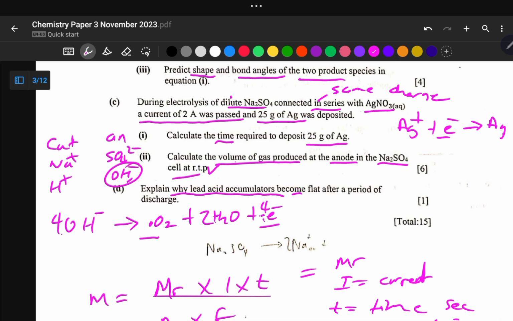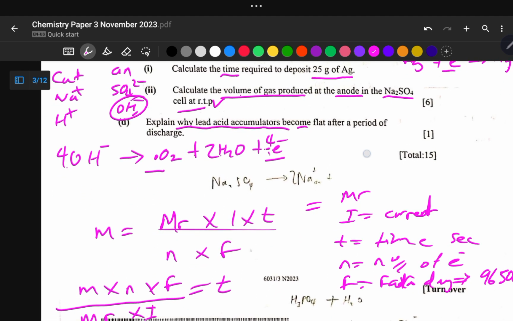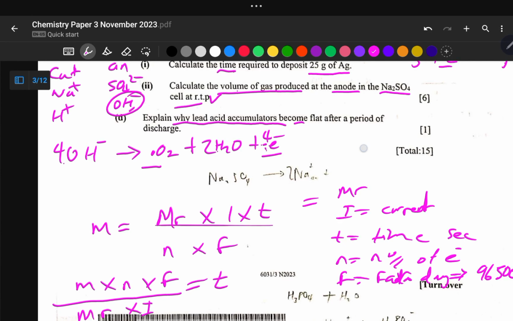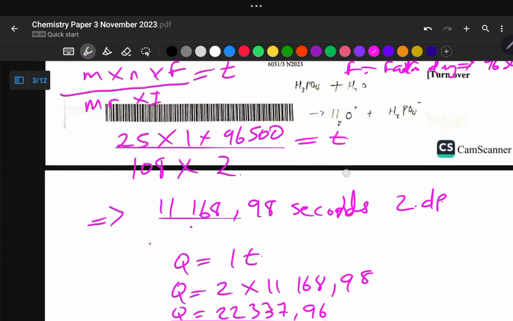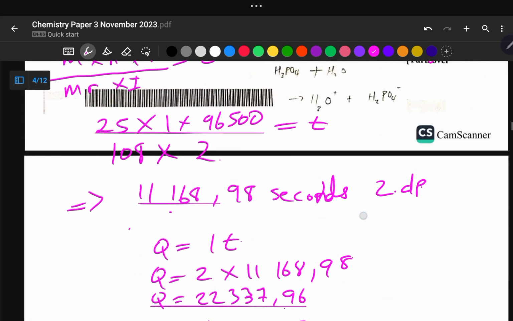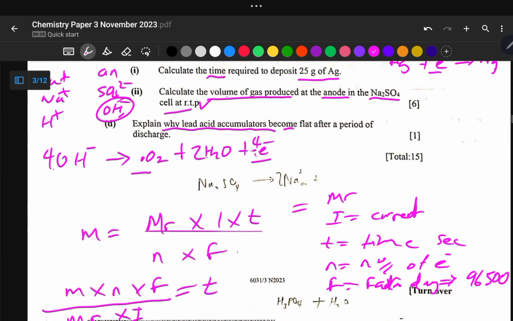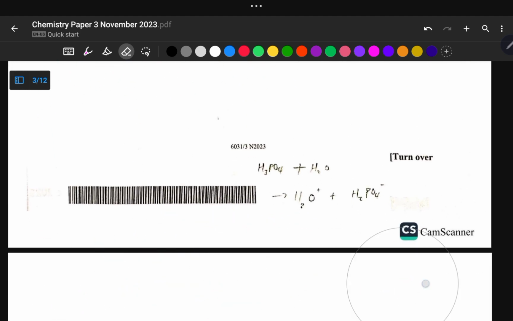So the lead acid accumulator is the battery which we use in car batteries, and it becomes flat after a period of discharge because of the chemical changes that occur during the discharge processes. So let me clear this so that we can easily simplify our explanations.